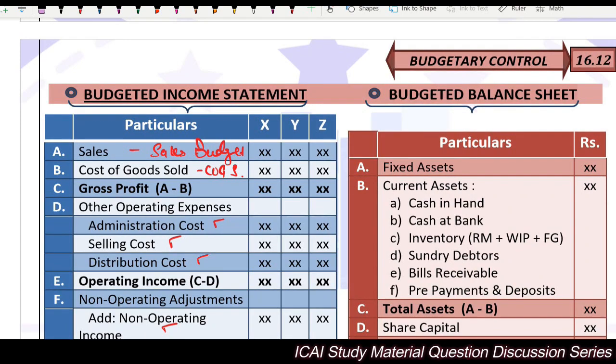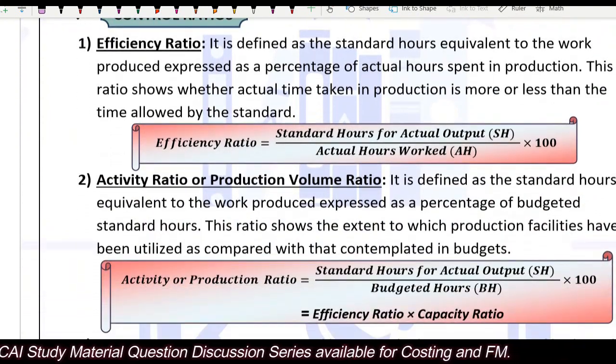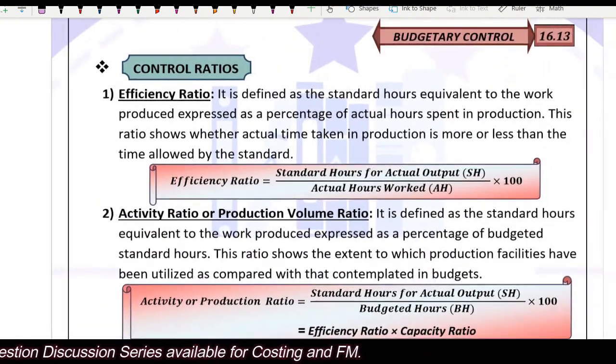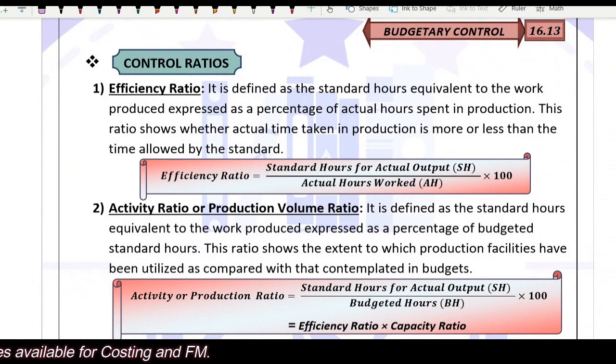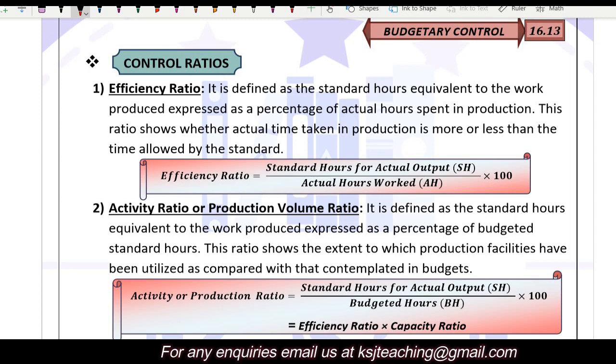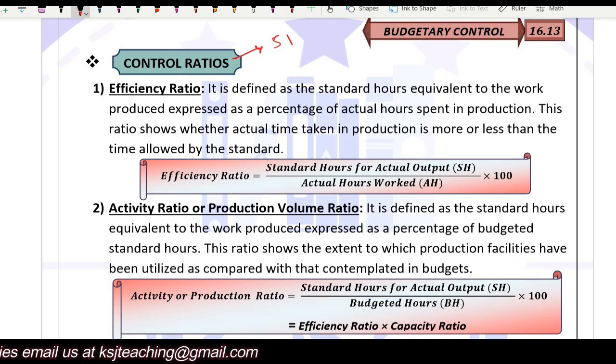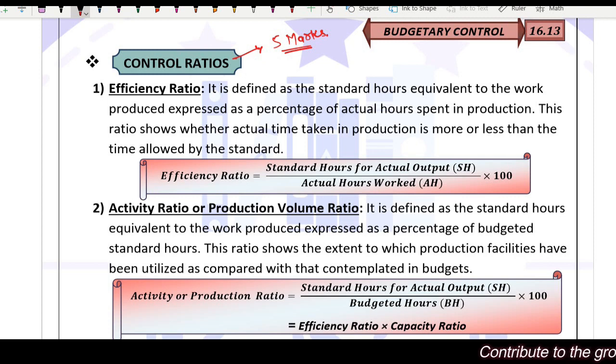Now, the last topic of this chapter is control ratios. If we talk about this topic, control ratios, again 16.13 is the page. All those who have the books, no need to write anything, guys. Just relax and listen very carefully. Whenever this topic has been asked, mostly it has been asked for 5 marks, not more than 5 marks. In the first question, the compulsory question, it has been asked for 5 marks.